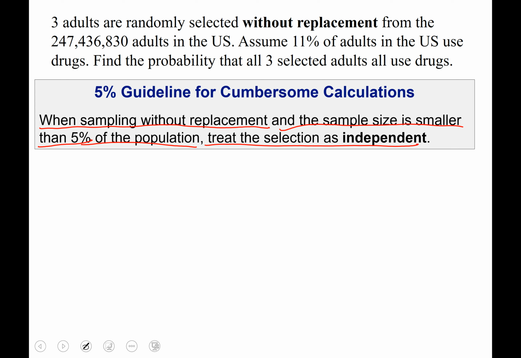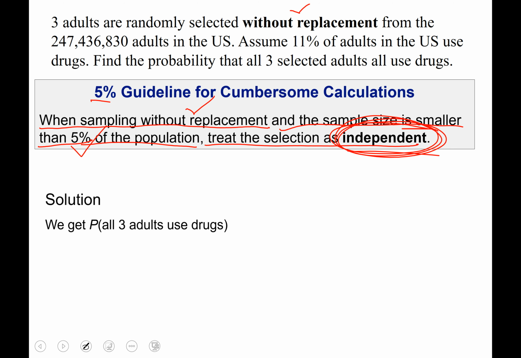So let's make sure we meet these guidelines. Without replacement, check right there. Less than 5%, definitely, we surveyed only 3 out of that many, which is less than 1% even. And that means we can treat the selection as independent. Okay, less than 5%, sampled without replacement, independent. So what that means to us is that when addressing this question, find the probability that all 3 selected adults use drugs.